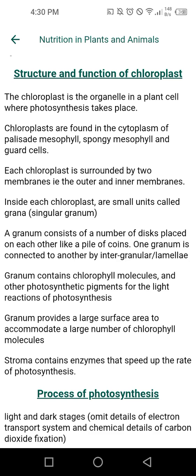Inside each chloroplast are small units called grana, singular granum. A granum consists of a number of discs placed on each other like a pile of coins. One granum is connected to another by intergranular lamellae. Granum contains chlorophyll molecules and other photosynthetic pigments for the light reactions of photosynthesis. Granum provides a large surface area to accommodate a large number of chlorophyll molecules. Stroma contains enzymes that speed up the rate of photosynthesis.